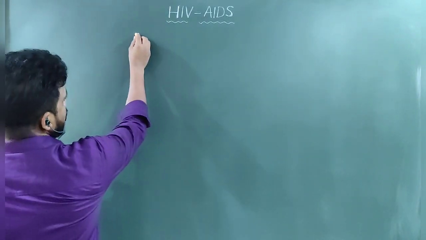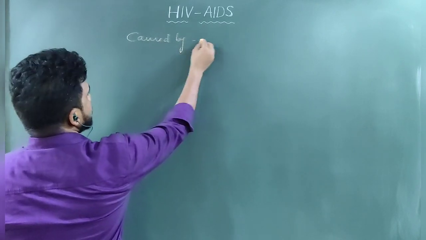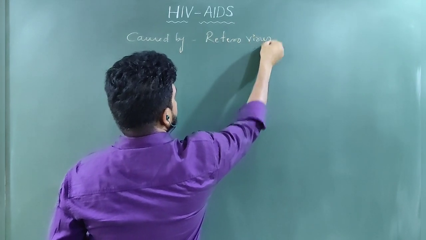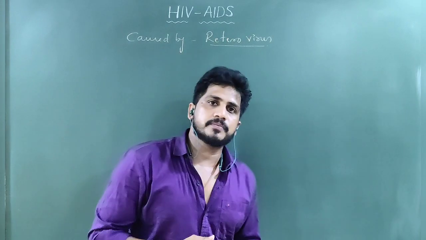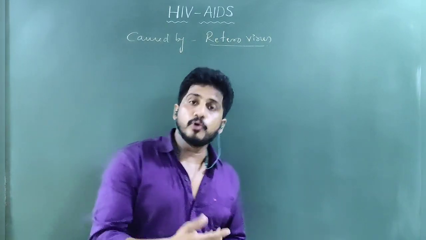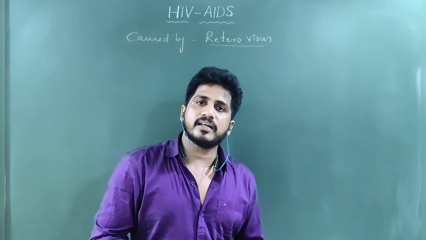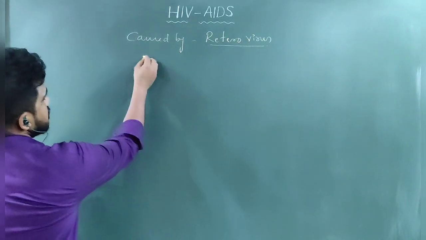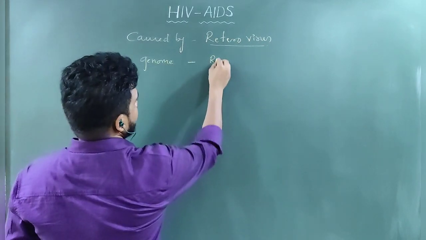So, AIDS is caused by a retrovirus. Viruses are of many groups: myxovirus, paramyxovirus, retrovirus, flu viruses, so many. COVID-19 is also a retrovirus. In that, the genome is RNA. Here also, the genome of the virus is RNA.